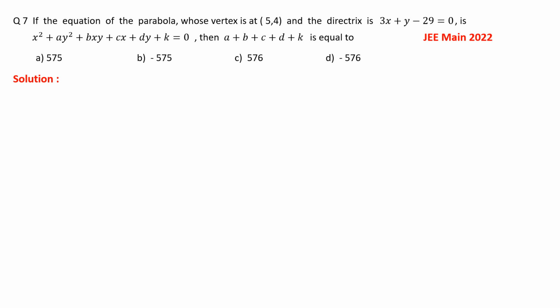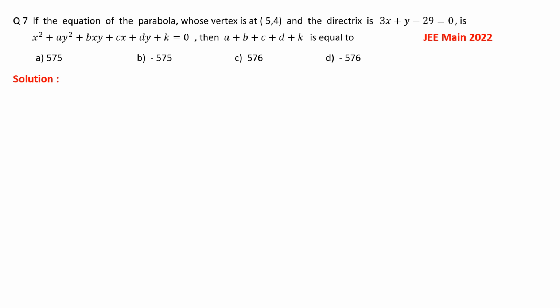In the previous year question series for JEE Main and JEE Advanced, this is the next problem that I am going to take today. It's a question based on the topic of parabola. It says if the equation of the parabola whose vertex is at (5, 4) and the directrix is 3x + y - 29 = 0 is x² + ay² + bxy + cx + dy + k = 0, then we have to find the value of a + b + c + d + k.